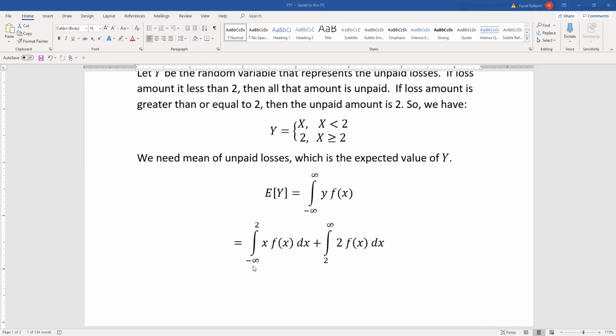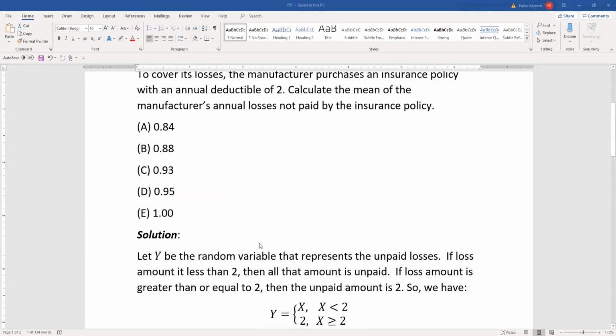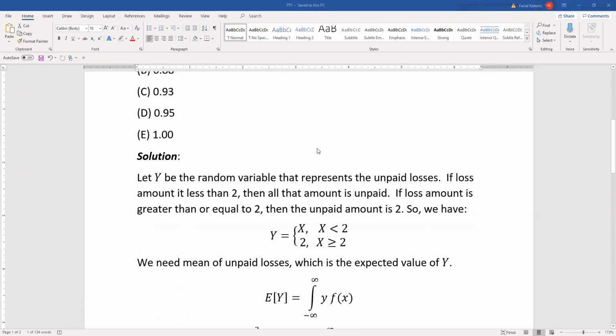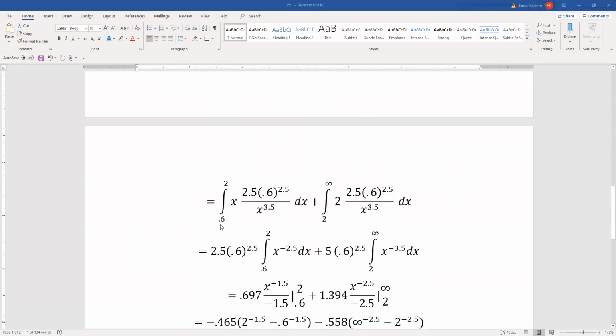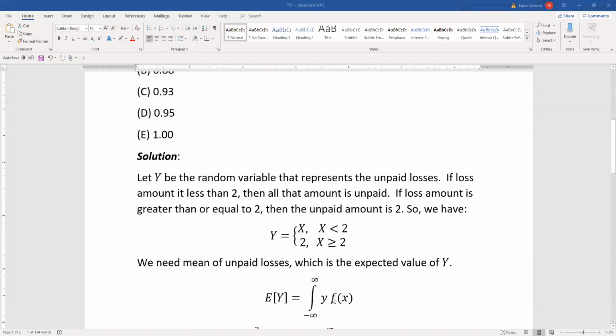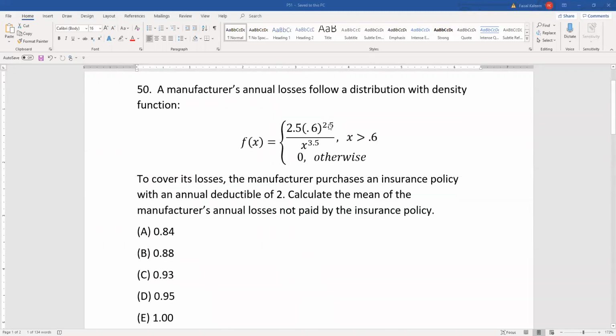Now negative infinity to 2 itself can be broken down if you look here, because from negative infinity to 0.6 it will be 0, and then from 0.6 to 2 it will be this part. So the negative infinity to 2 will effectively be 0.6 to 2, and it's x times f of x. We replaced f of x with what it was. And then 2 to infinity is used completely, because in the whole 2 to infinity part, f of x has this definition.